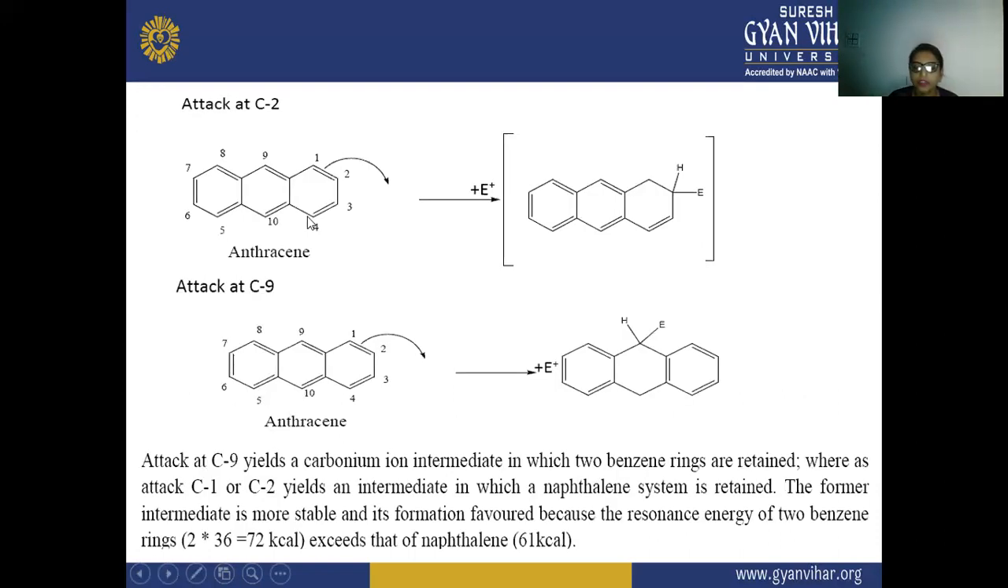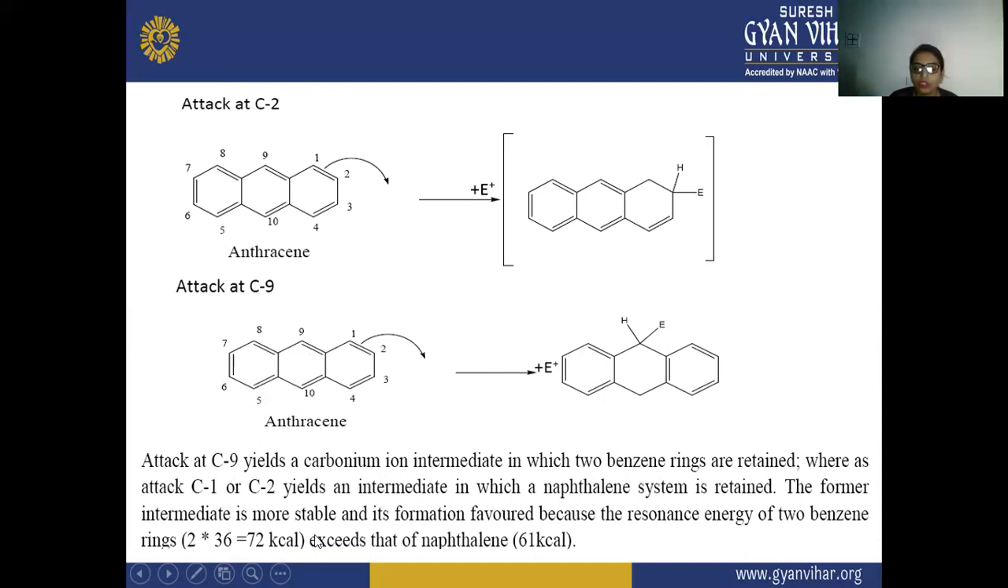if the attack is on the C2 carbon, that is the carbon 2, and the electrophile attacks on the C2 carbon, then you will see the same as the attack on the C1. If it is attacking on your C9, then it will show this type of structure. Here, attack at C9 yields a carbonium ion intermediate in which 2 benzene rings are retained. You can see here that in the C9 case, these are the 2 benzene rings.